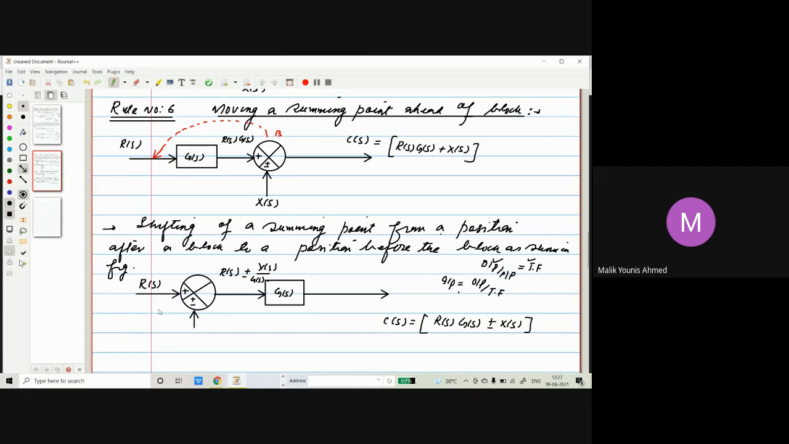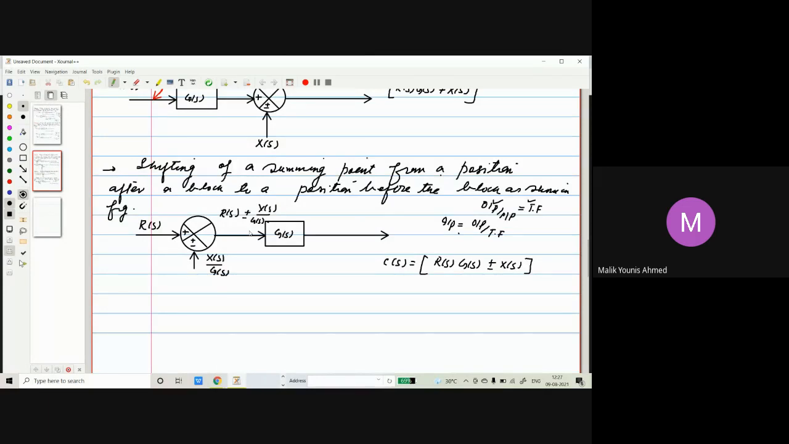This signal R(s) is coming from here, plus minus. This signal has to be X(s), G(s). Very clearly, this signal has to be X(s), G(s). Now, how can we get that? Because we know that from the summer previously, the X(s) signal was coming. So some block has to be adjusted here.